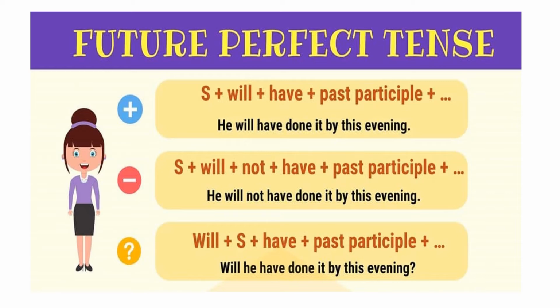So what are you going to add here? Only not. Now the same thing, if you have to put it into an interrogative form, the sentence will start with will plus subject plus have plus the past participle. So that will become, will he have done it by this evening? Children, please understand the rule for a positive sentence, a negative sentence, and an interrogative sentence.